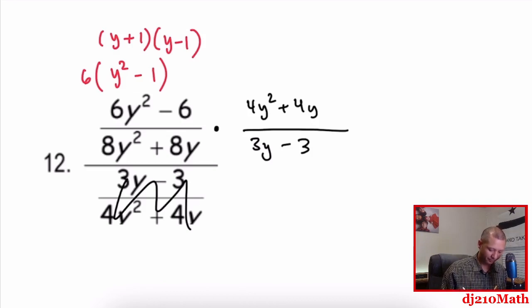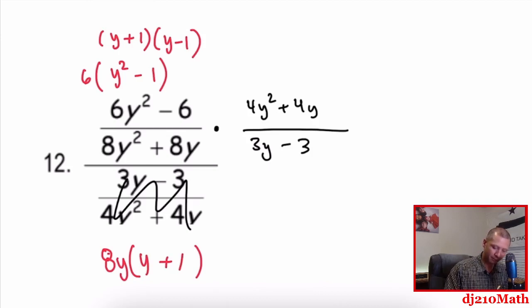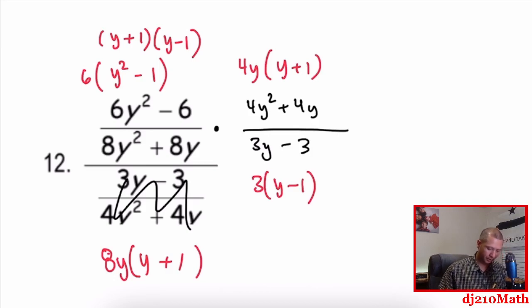Bottom left, the 8y squared plus 8y. So I can factor out an 8. I'll write it down here. And 8y as a matter of fact. So what's left behind? Y plus 1. Okay, top right. I can take out a 4 and a y. And what's left behind? Y plus 1. And then denominator on the bottom right, I can take out a 3. Y minus 1. Okay, everything is fully factored.